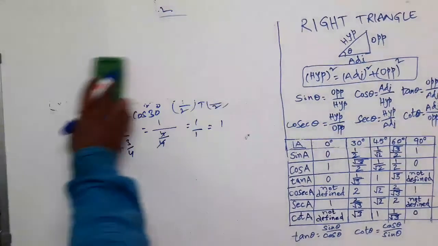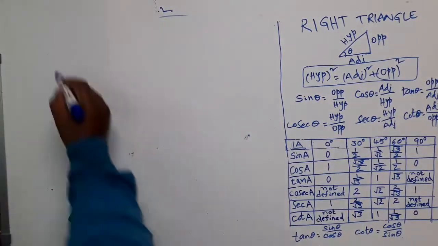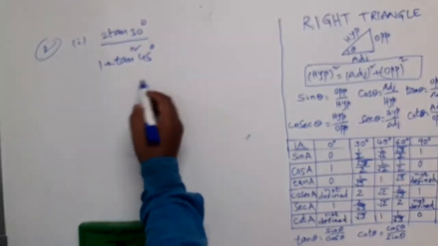Next, question number 2. Go see the textbook now. Choose the right option and justify your choice. It has 3 parts. First part: 2 tan 30 degrees divided by 1 plus tan square 45 degrees. Options are given.